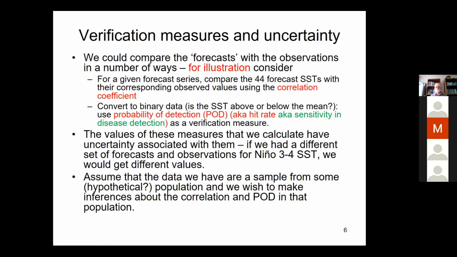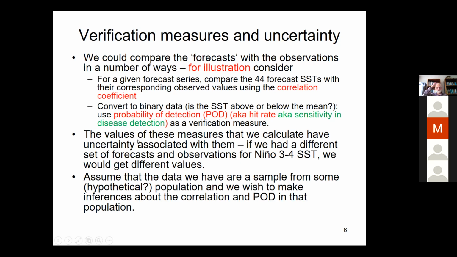So you can look at the actual numbers, the actual surface temperatures, and get a correlation coefficient. So that comes from the continuous side of things. But as Marilyn showed, by putting a threshold in, you could convert that into binary data. And what I've done here is just look at which years the sea surface temperature was above the mean, which years it was below the mean, and similarly for the forecast. And I'm going to use probability of detection, which is also known as hit rate, as the verification measure, which is very similar to what Marion was doing.